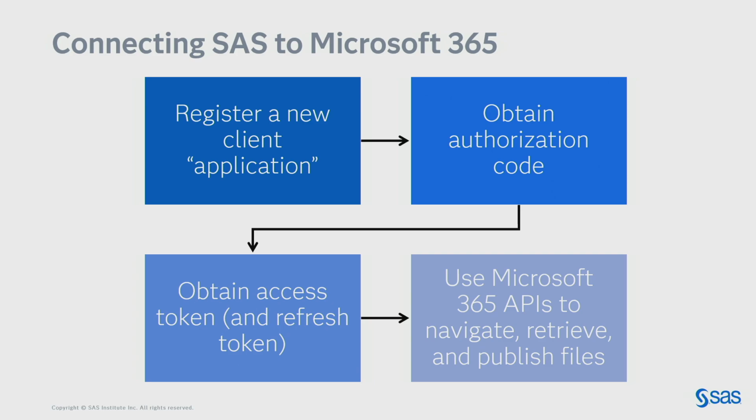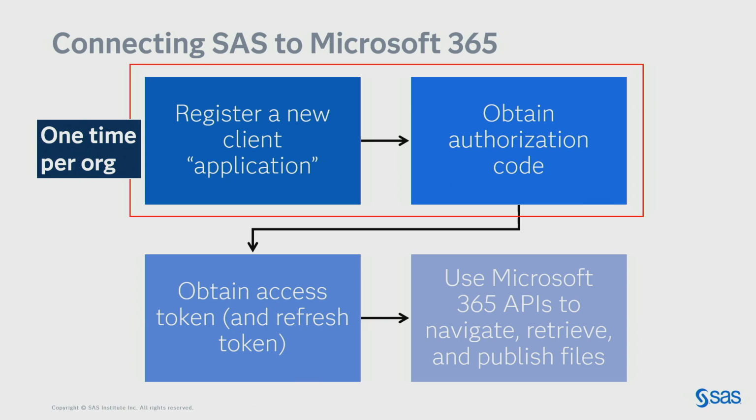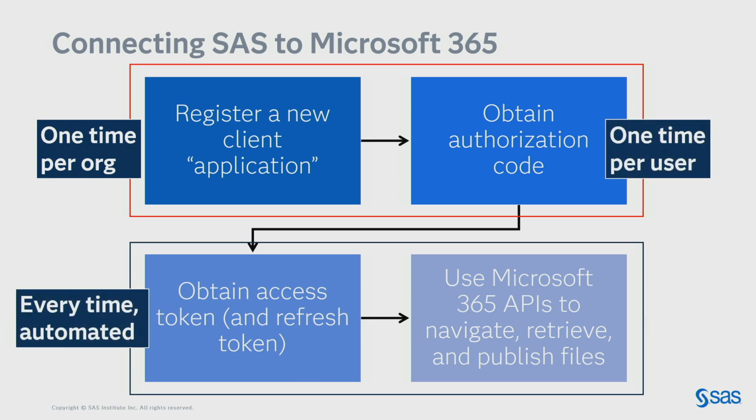So we'll see this in action in a minute, but the important thing to know is you only have to do it one time per org for registering the application, one time per user for the authorization code, and then these bottom two items, getting a refresh token and then actually using the APIs, you can do automated. The first two are interactive things you need to do. The bottom two can be automated. They can run in batch.